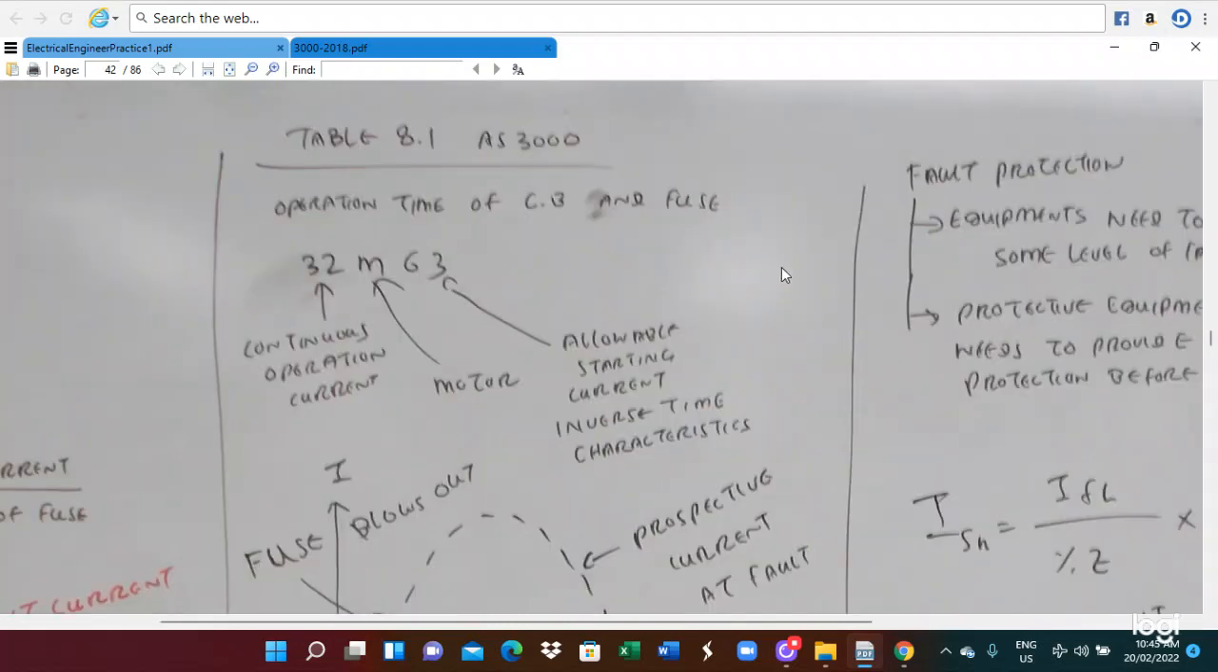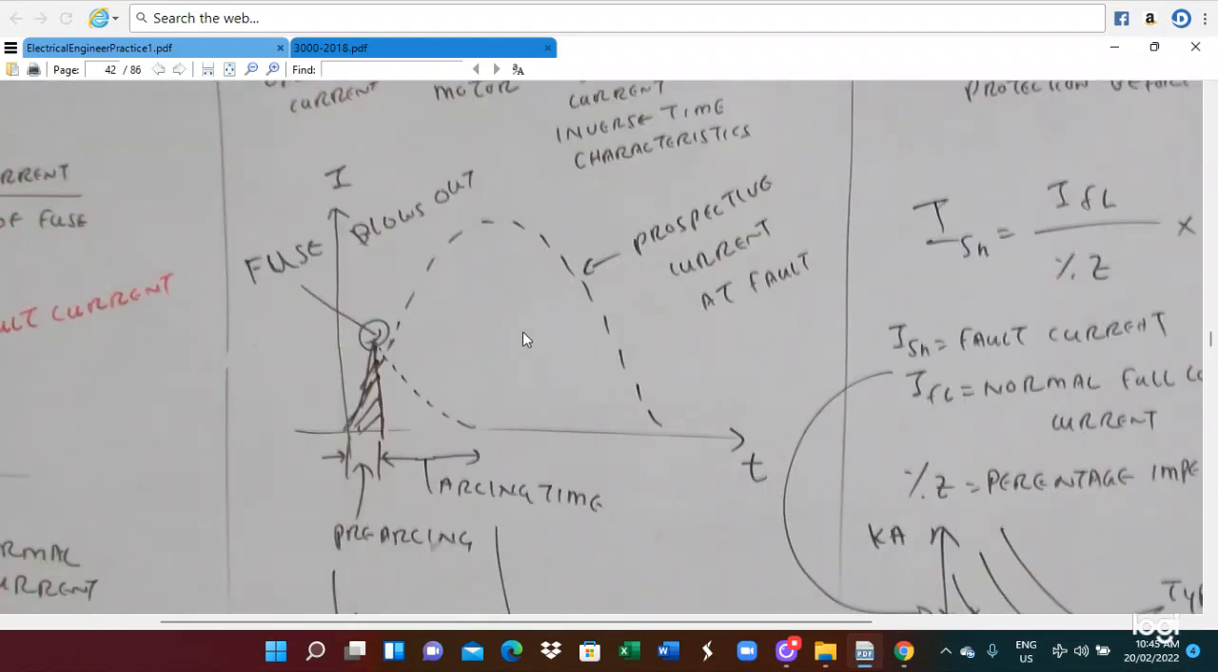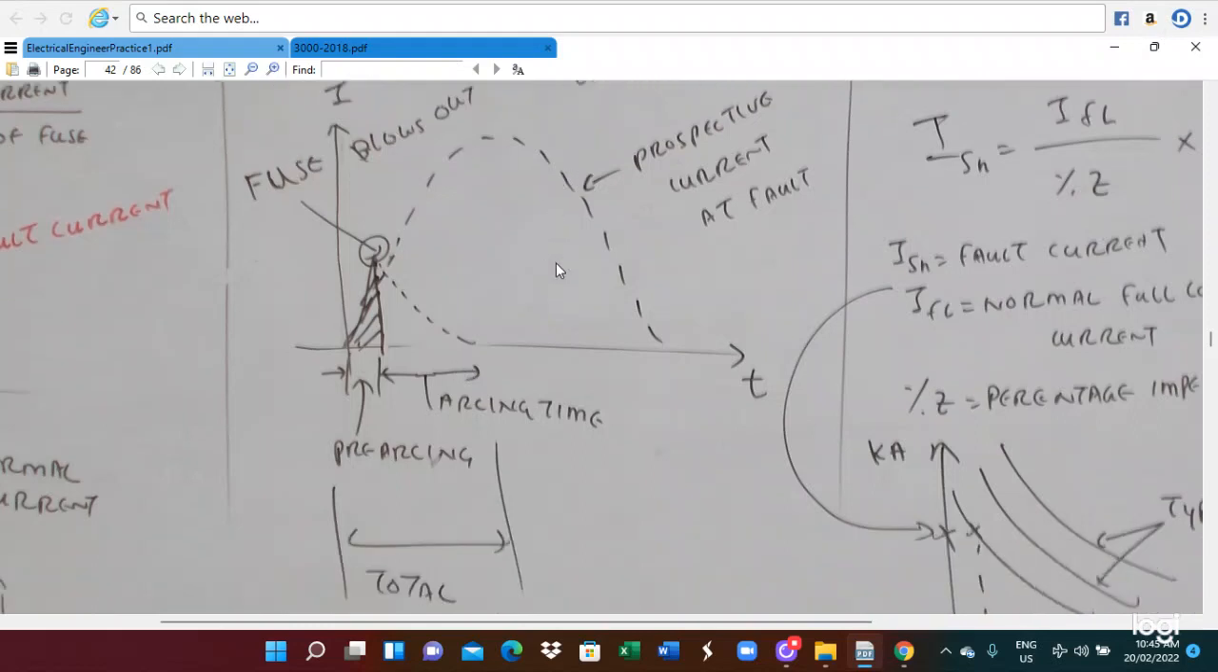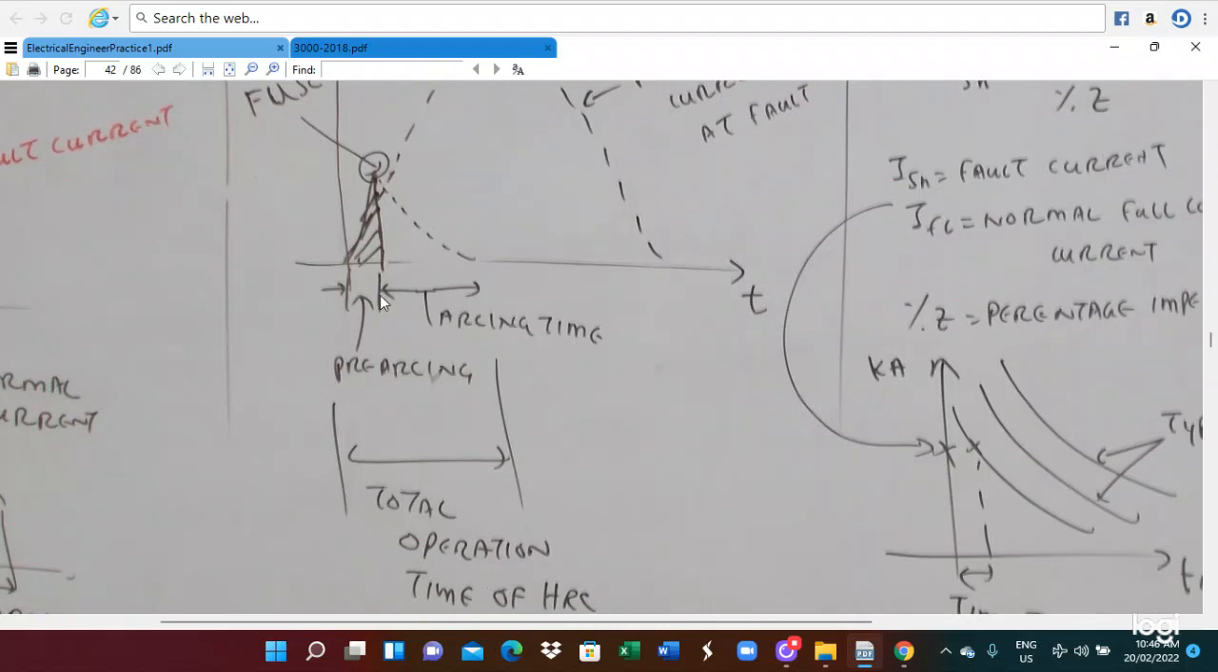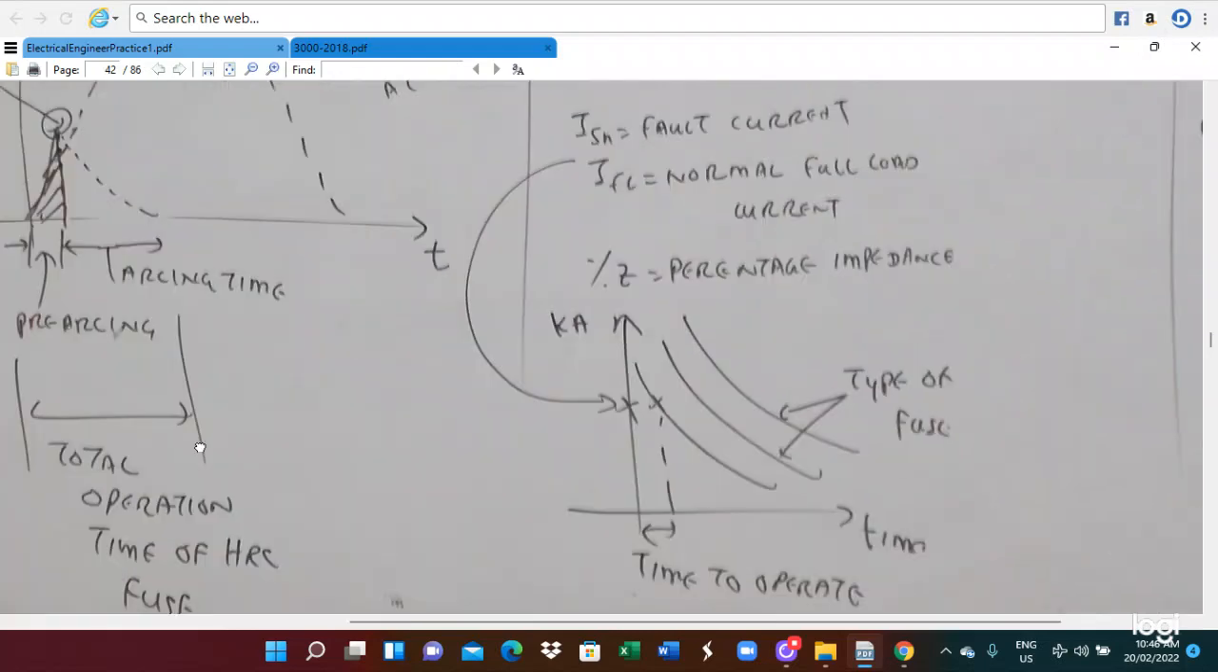The reference is clause 8.1 of the EL0039 rule. It shows the operation time of the circuit breaker and fuse. For example, if you see the 32 and 63, 32 is the continuous operating current of the motor, and 63 is the starting current, with inverse characteristic. This is the thing you have to understand. And then here is the fuse blowout, this is the prospective short circuit current, but before reaching the maximum point, the fuse needs to blow out. So this is the pre-arcing time. After blowout the current will be cooling down. So this is the arcing time. The combination of the pre-arcing and arcing time is the operating time for the fuse.